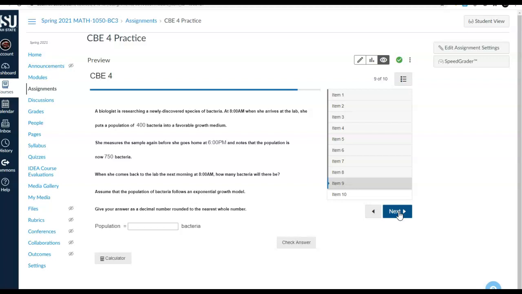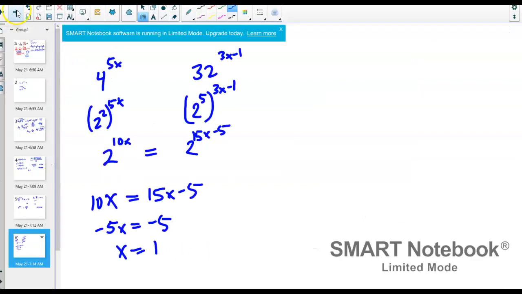And so, yeah, we'll do this here. Let me make sure I've got all my numbers. So our starting amount's 400, and at 6 p.m. there's 750. So from 8 a.m. to 6 p.m., guys, you've got to think about how many hours have passed there. That'll help you with this. And so from 8 to 6, that should give you 10 hours. So my time is going to be 10. Just so you know. Something to think about here.